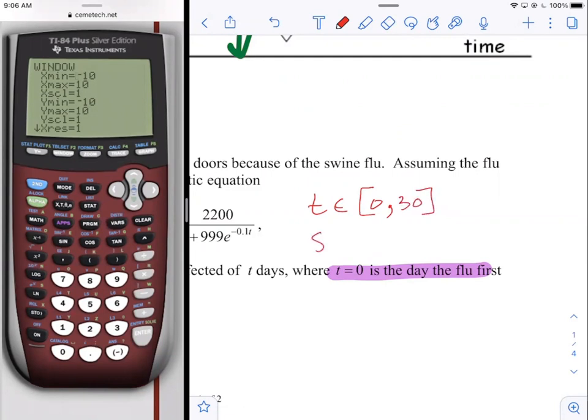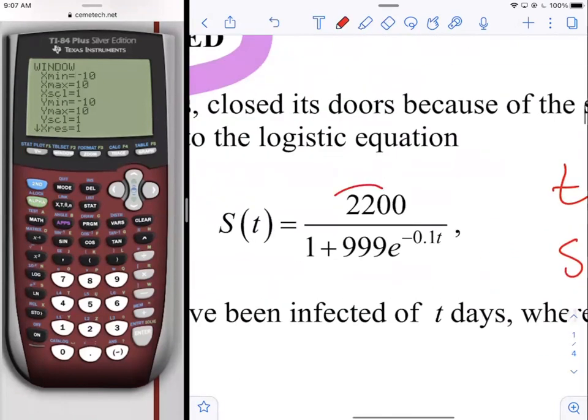And now for your S, which is your Y on your calculator, this is the one that you absolutely know, right? This is the number of students infected. Can we have negative number of students? No. Can we have zero students? Yeah, so zero is a good lower bound. Now, what about the upper bound? How high is this graph gonna go? Do we know? Yeah, that's where this number comes in.